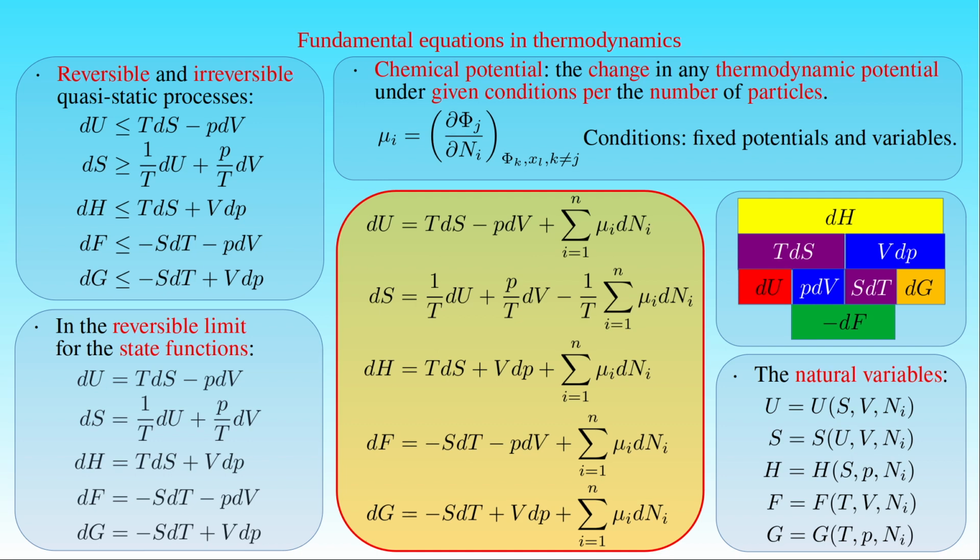For the enthalpy H, these variables are the entropy S, the pressure P, and the number of particles Ni. Finally, the natural triplet for the free energy F is the temperature T, the volume V, and the number of particles Ni, whereas this triplet consists of the temperature T, the pressure P, and the number of particles Ni for the free enthalpy G. These natural triplets have a crucial role when we express a given thermodynamic potential as a function of another potential and the state variables.